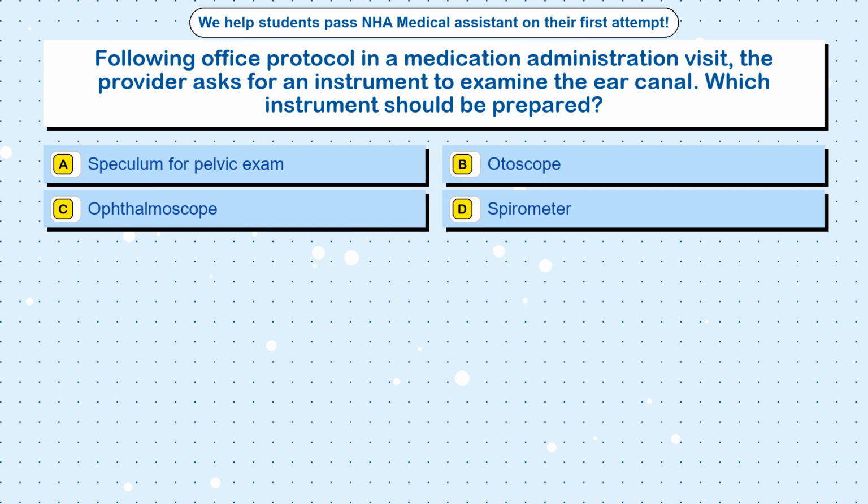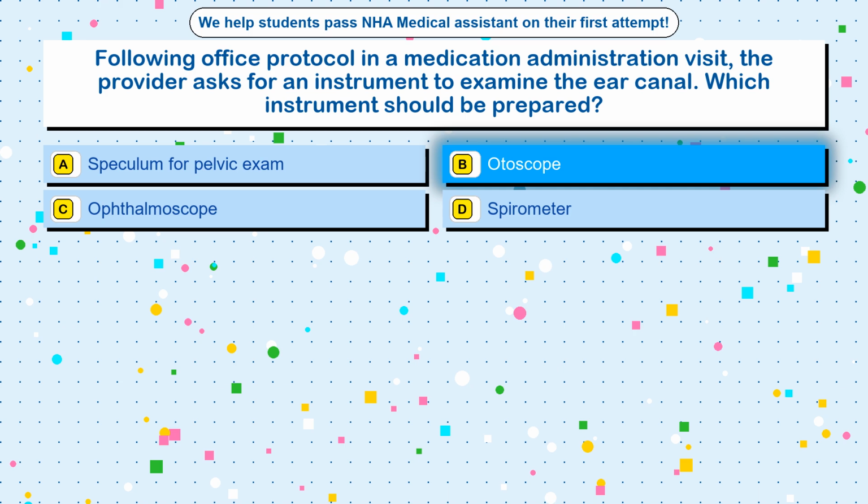Question 72. Following office protocol in a medication administration visit, the provider asks for an instrument to examine the ear canal. Which instrument should be prepared? Option A, speculum for pelvic exam. Option B, otoscope. Option C, ophthalmoscope. Option D, spirometer. The correct answer is option B, otoscope.